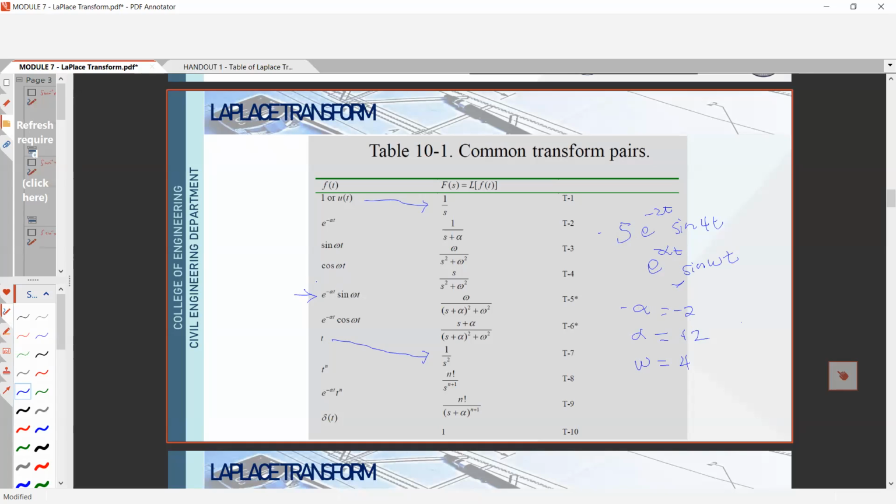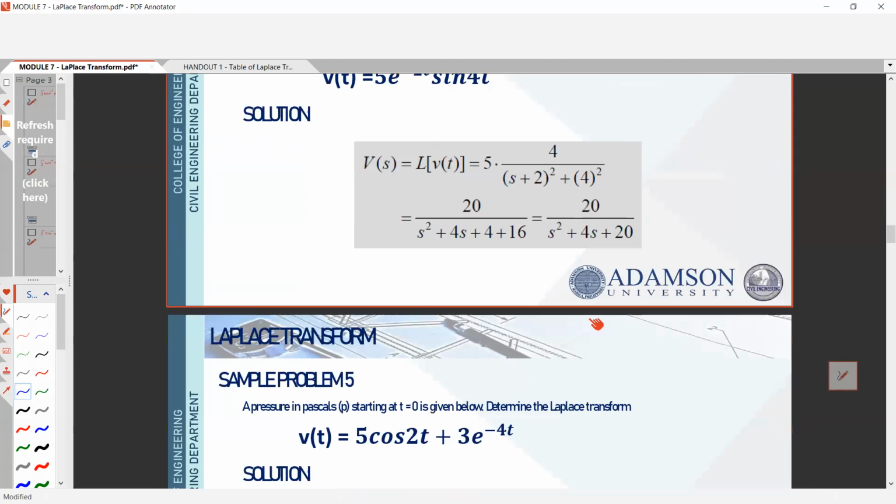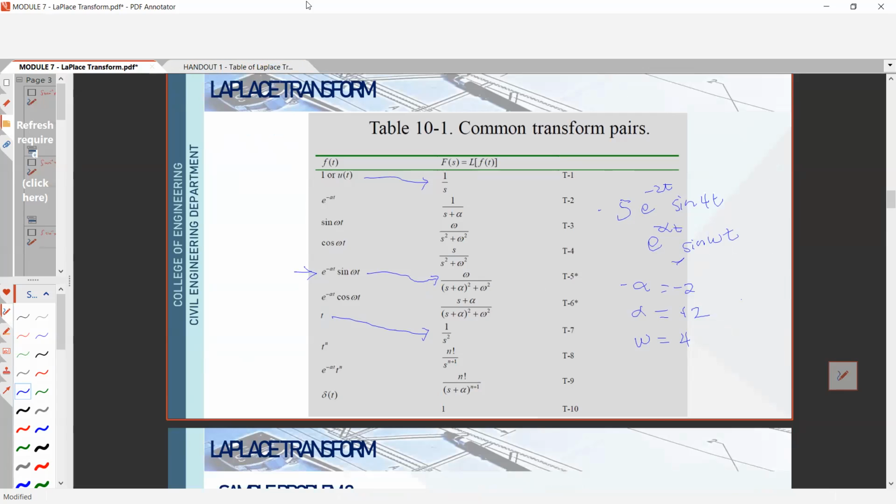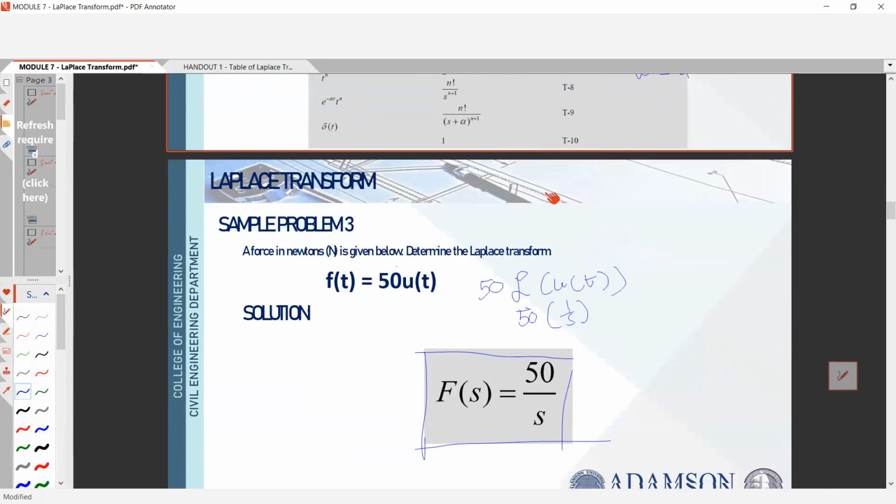Okay, so pwede natin gamitin yung equation na to or transform na to. Ipasok mo na lang yan. So if we check, it is constant lang yung 5. Pwede mo ilabas yan. So 5 multiplied by the Laplace of this function. Ano ba yung omega? Omega natin is 4. So 5 times 4 over s plus 2, alpha natin is 2, s plus 2 squared plus 4 squared. So if we check, the same.